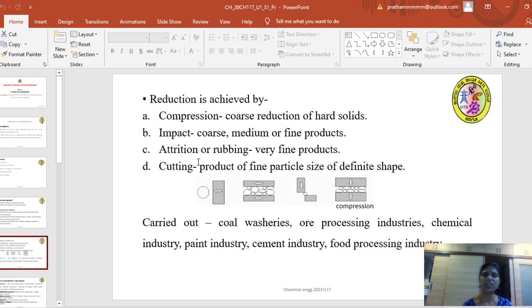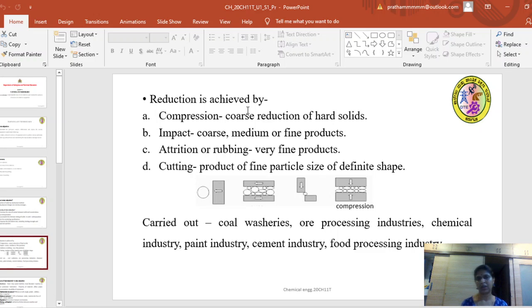Here, with attrition or rubbing, very fine products will be yielded. In the opposite direction, if you rub holding the particles, you will get a very fine product. This is the attrition or rubbing process. The next is the cutting process, where we can get very fine size particles of definite shape by cutting. So these are the various reduction processes that can be used in any industry to get coarse particles, medium particles, fine products or particles of a definite shape.